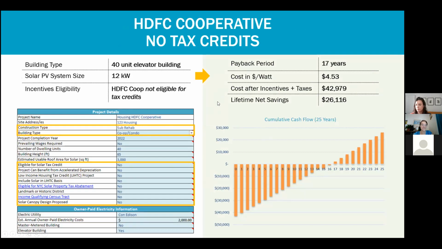So now let's look at an HDFC co-op. So for these buildings, they've got shareholders inside the cooperative. So if we're just looking at the co-op as an entity, we don't usually look at the tax credits. So if you have a 12 kilowatt system for a 40 unit building, the payback period would be 17 years because the building itself can't take any of the tax credits.